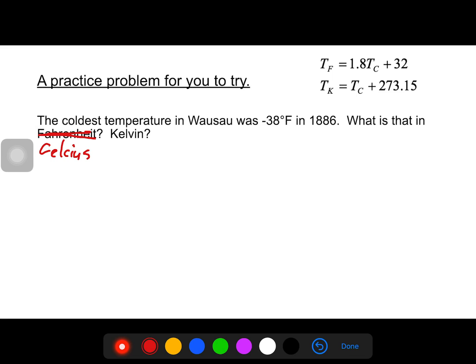The coldest temperature in Wausau, according to some quick internet search that I did, was negative 38 degrees Fahrenheit in 1886. Did we beat that last year or the year before? I'm not really sure. That's what popped up, so that's what I'm going with. So if we have a temperature of negative 38 degrees Fahrenheit, what is our temperature in Celsius, and then what's our temperature in Kelvin? We're going to be using these two equations to solve that. Go ahead and hit pause when you're done, unpause it, and we'll work through these together.